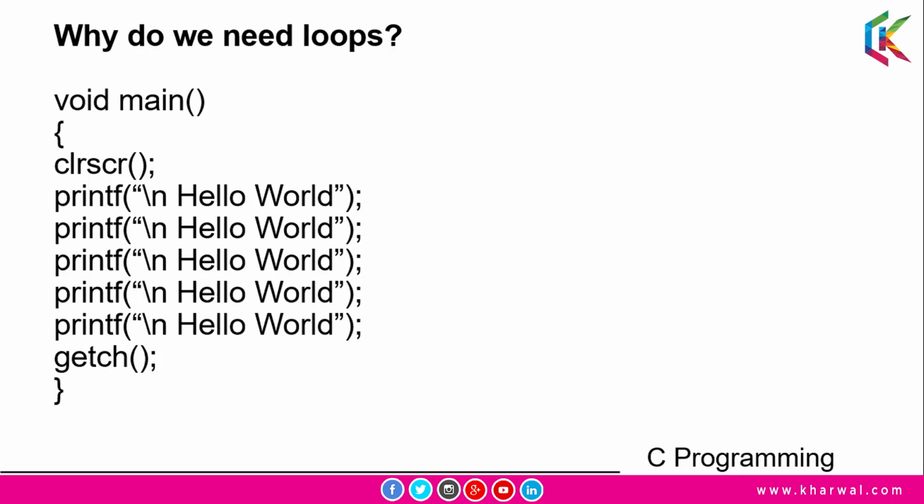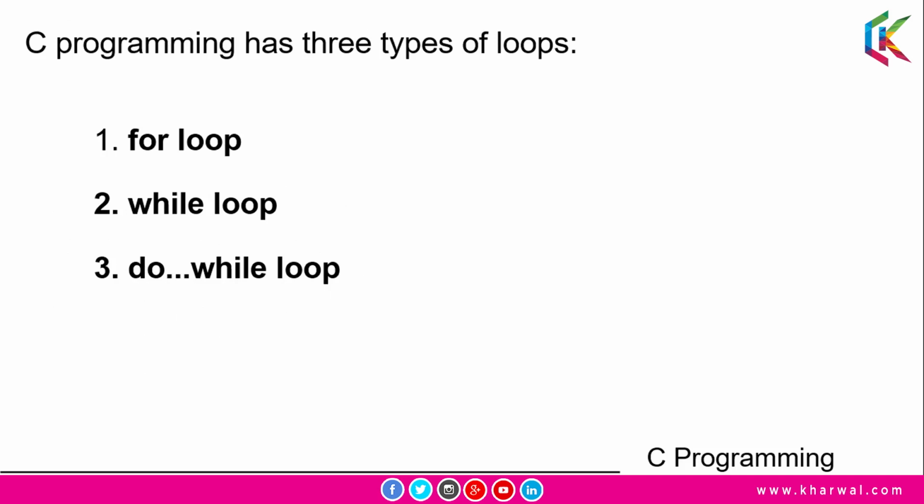And at some point of time, if you need 20 hello world statements, then it will be a very difficult task for you, or we can say a boring task for you. So to solve this kind of problem, we are going to use loops in C programming. So moving further guys, in C programming, 3 types of loops are available: for, while and do while.